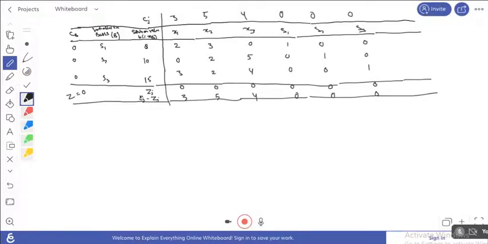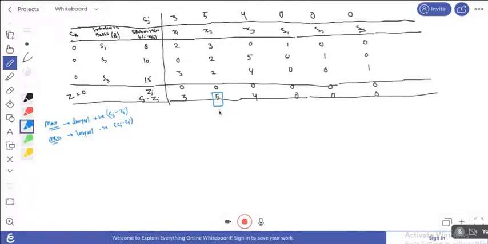If your problem is a maximization problem, you have to choose the largest positive Cj minus Zj value. And if your problem is a minimization problem, you have to choose the largest negative. Here, which one is your largest positive? This is your largest positive value, 5. This value corresponds to your x2 vector.